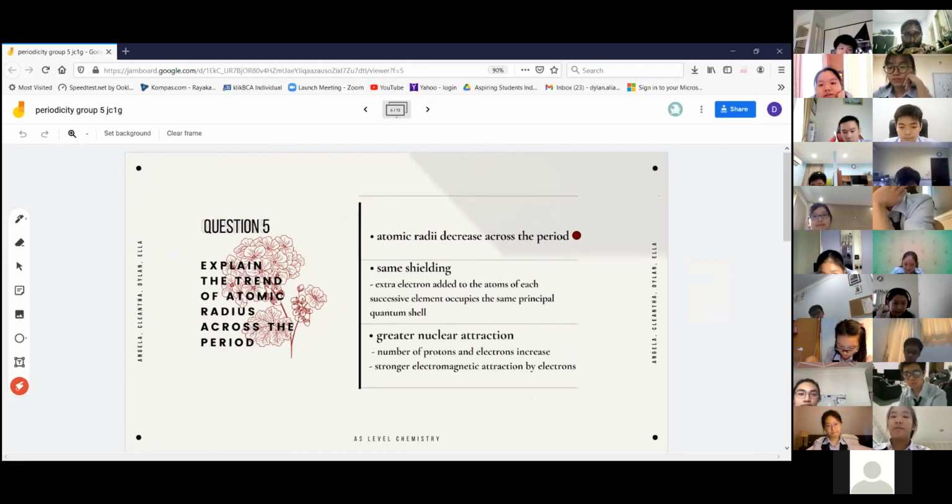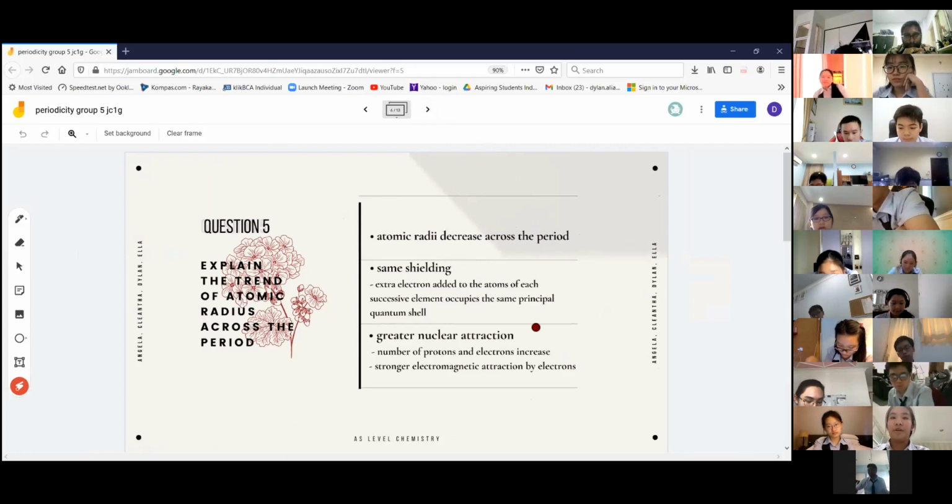The first reason is because of its constant shielding effect. Across any period, there is a similar number of shells. For example, the simple electronic configuration of lithium is 2,1, and next to it, beryllium has 2,2, and so on in the same principal quantum shell. In conclusion, they all have the same number of shells in that period, and the shielding effect will be constant.